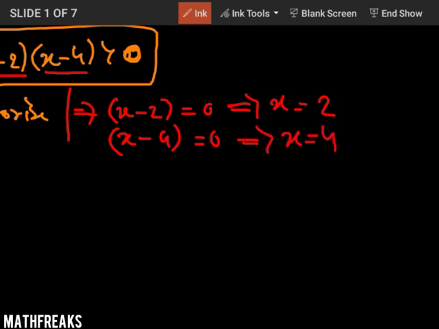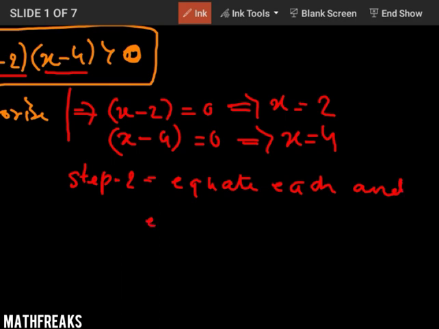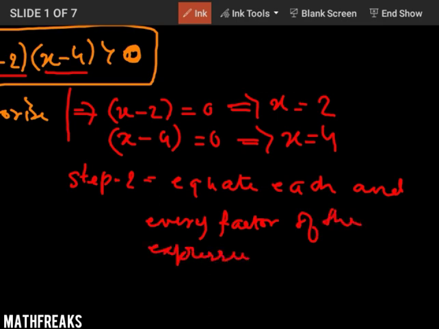Now our second step is also done, so let me write step 2. Step 2 you have to do is equate each and every factor of the expression to 0. I hope you understand the two steps.